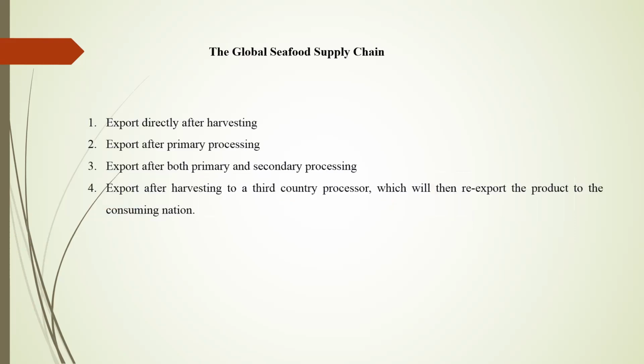Therefore, there are possible routes fish may take to make their way to the consuming nation. They can export directly after harvesting, export after primary processing, after both primary and secondary processing, and they can export after harvesting to a third country processor, which will then re-export the product to the consuming nation. And the third country processor is a relatively new feature of the global supply chain.